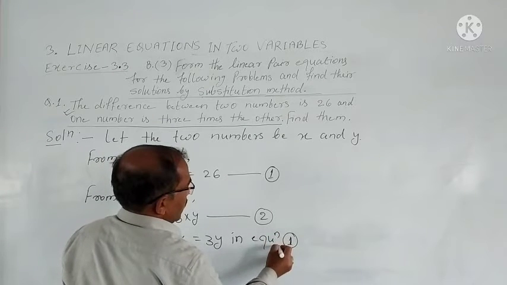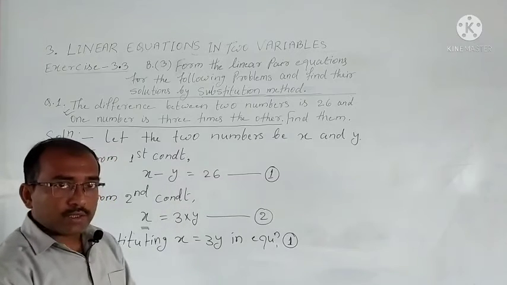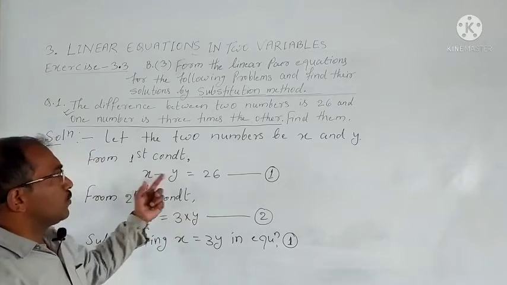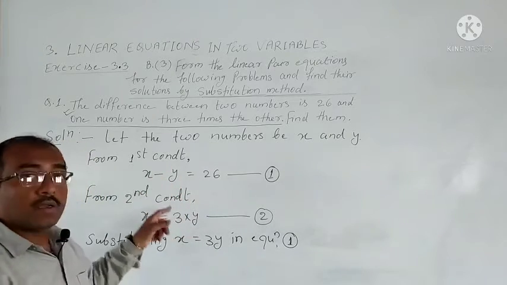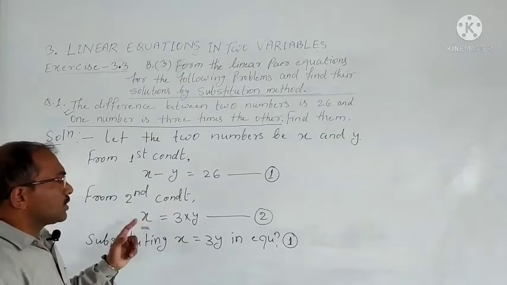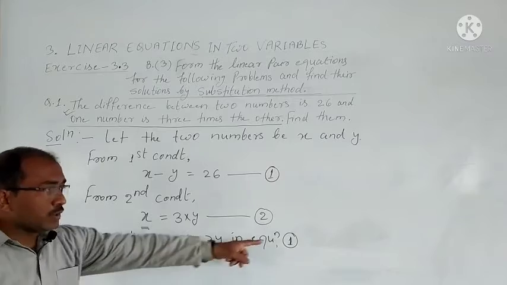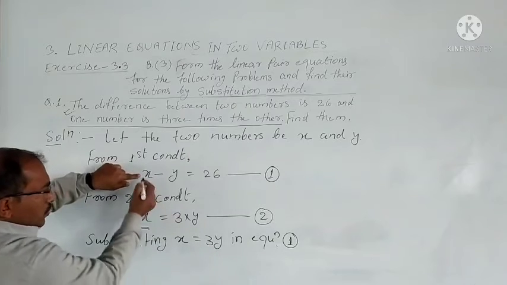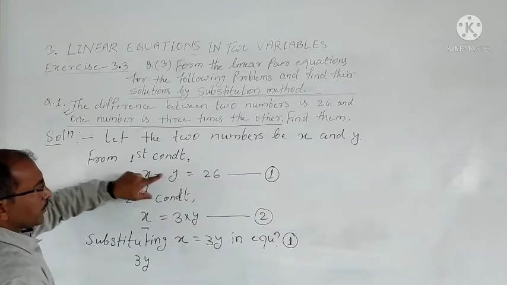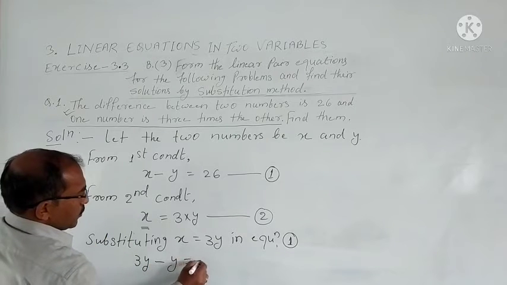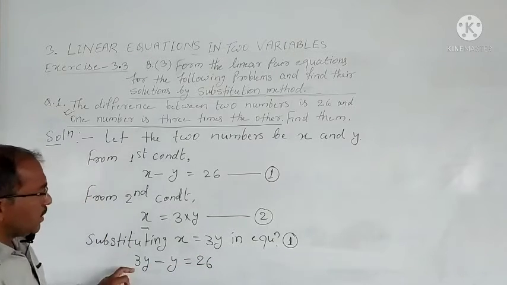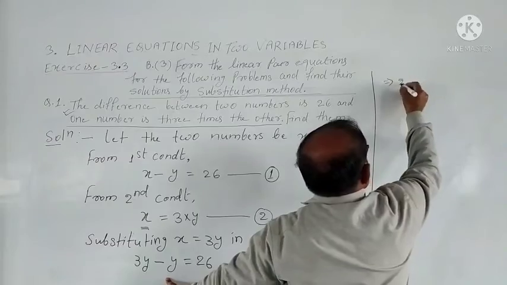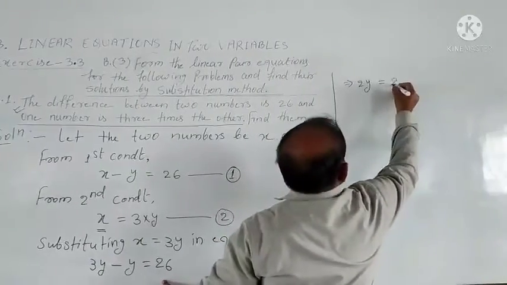Here we need to remember, from any one equation, we get the substitute and we use the substitute in another equation. Sometimes we are free to get substitute from one equation, then we will substitute that in equation 2. But here we have got the substitute from equation 2, so we will substitute in equation 1. What is equation 1? x minus y equal to 26. So x is equal to 3y. So in place of x we will use 3y minus y is equal to 26, and after this simplification needed, 3y minus y, we all know 3y minus 1y will be 2y.